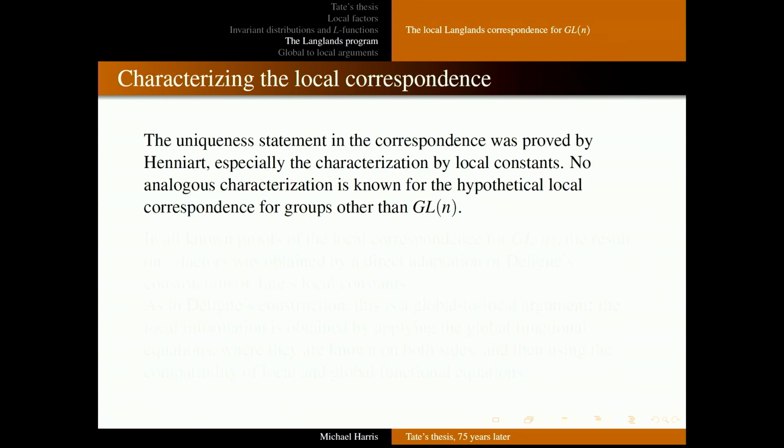And the uniqueness statement in the correspondence was proved by Henniart, who, as I said, emphasized the characterization by the local constants. No analogous characterization is known, or at least I know of no analogous characterization, for the hypothetical local correspondence for groups other than GL_n.